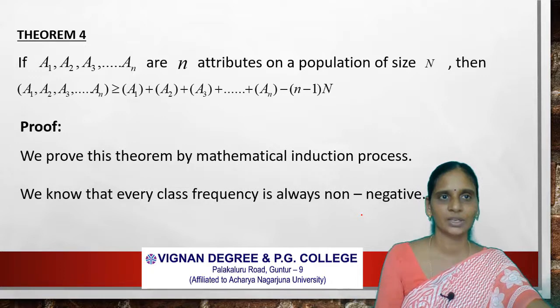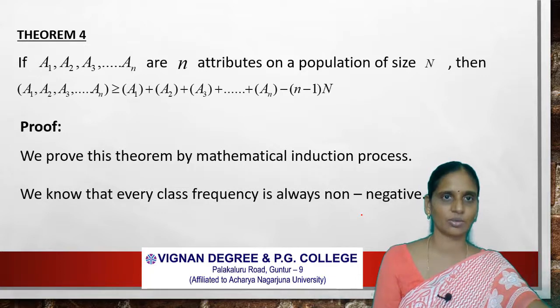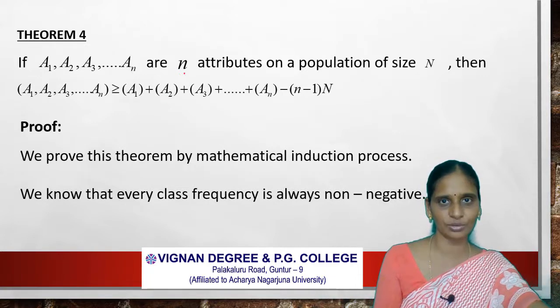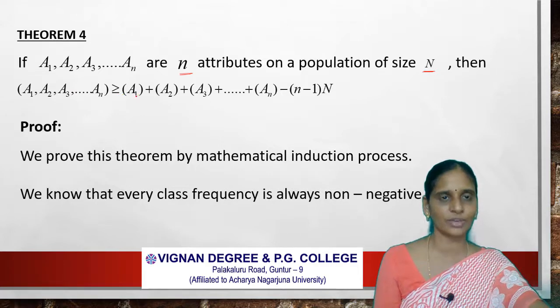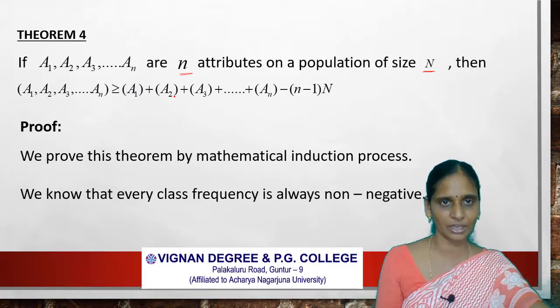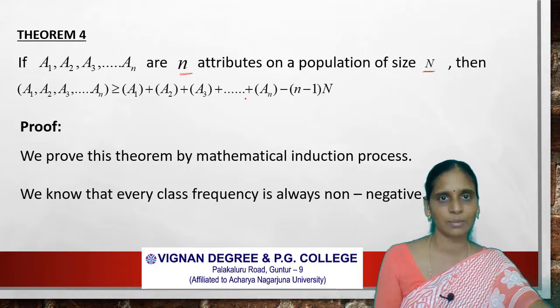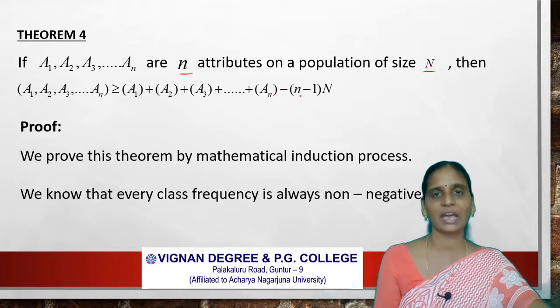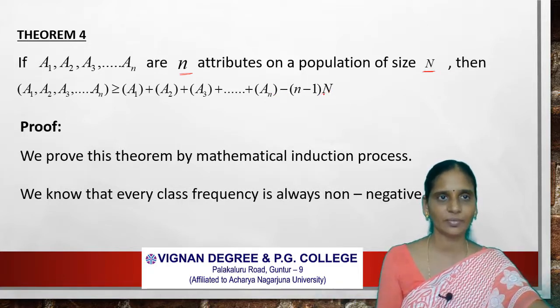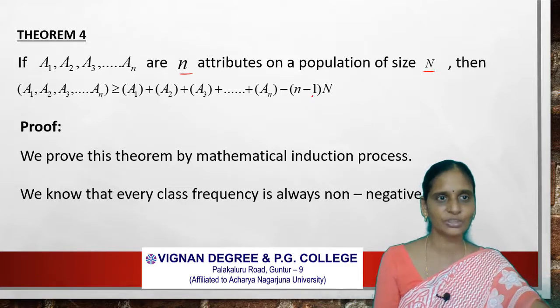If A1, A2, A3 and so on An, so we are taking here n attributes on a population of size capital N. Then we have to prove this relation, that is frequency of A1, A2, A3 and so on An is greater than or equal to frequency of A1 plus frequency of A2 plus frequency of A3 plus and so on plus frequency of An minus n minus 1 into N. Now we have to prove this theorem.